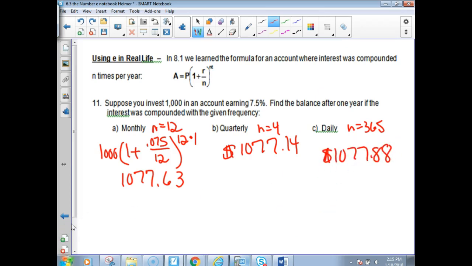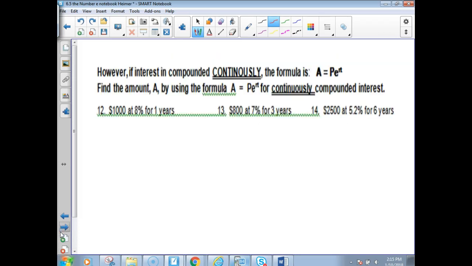Alright, so as the number of compoundings increases, the amount in your account increases. This is our new formula for instantaneous or continuous compounding. It is continuously compounding if you use e. And the formula is P, I call it PERT. Easy way to remember it. PERT: Principal times e to the rt.